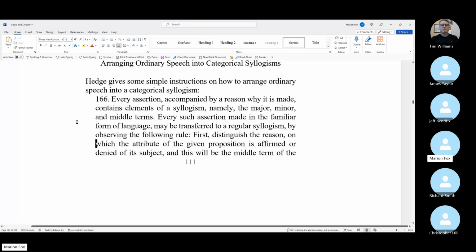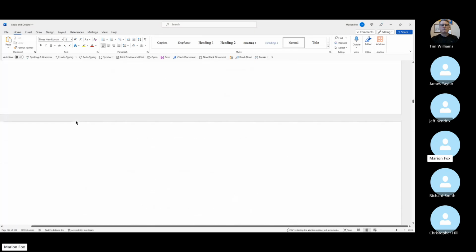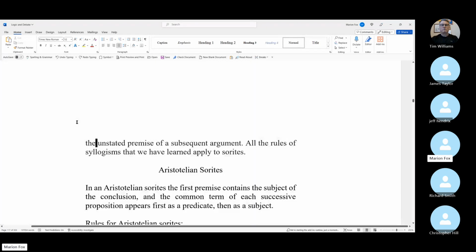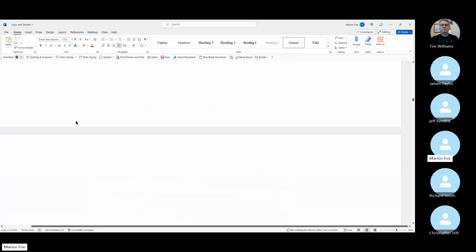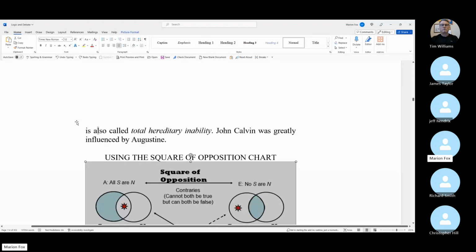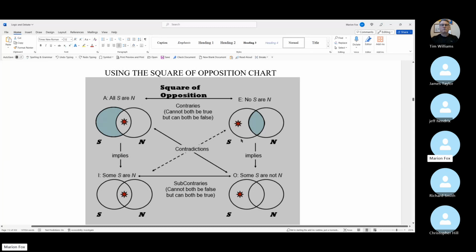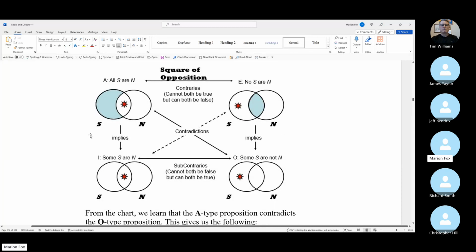Now, let me illustrate this. I debated with a man named McDonald. He's dead. We debated on the role of women. I want to go back and show you what happened. Let's take the square of opposition chart. I used it in the debate, and he claimed that an I-type proposition implied an A-type proposition. Well, I said it's not true. And I went on, and he came back: oh, yes, it is.